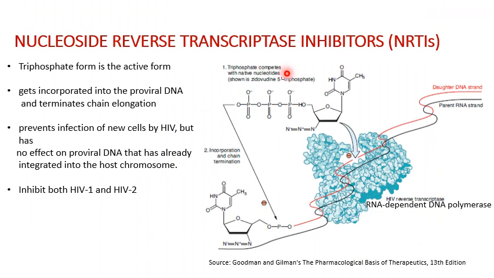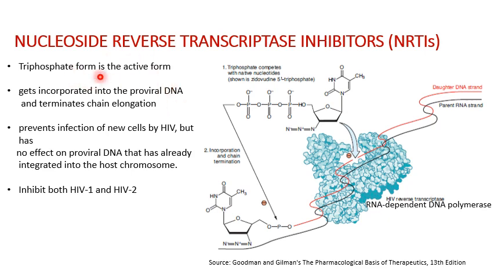We will now see about the first group of drugs, nucleoside reverse transcriptase inhibitors. As the name suggests, these drugs are nucleoside analogs. Nucleoside means what? It contains a purine or pyrimidine base with a sugar, without a phosphate. When a phosphate gets attached, we call it a nucleotide.